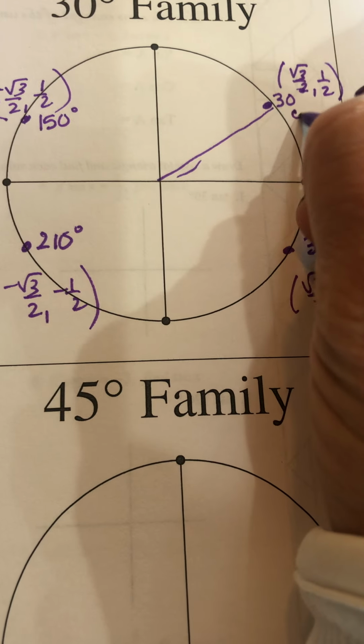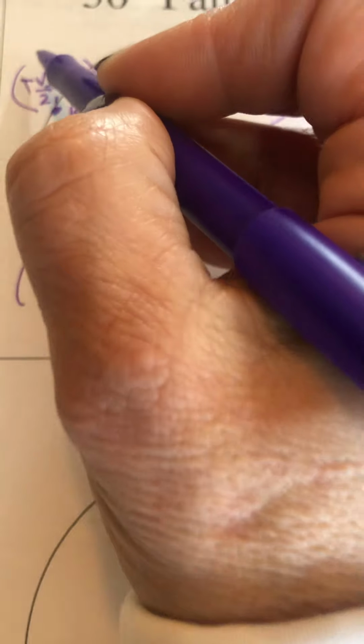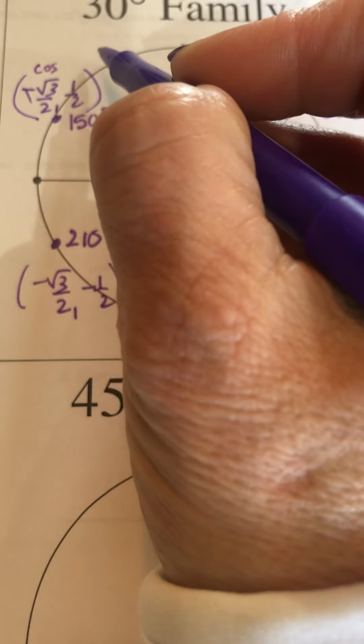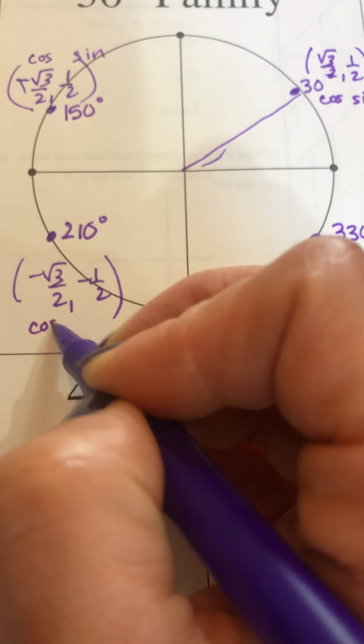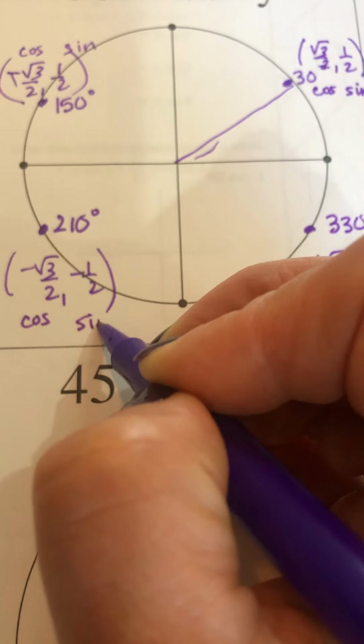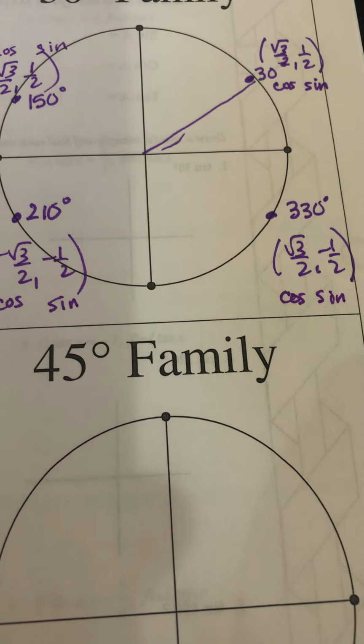And then just to make my life a little easier, I'm just going to write underneath the cos and the sine. So this is saying that the cos of the 150 is -√3/2. The sine of the 150 is 1/2. The cos is -√3/2. The sine is -1/2. The cos is +√3/2. The sine is -1/2.